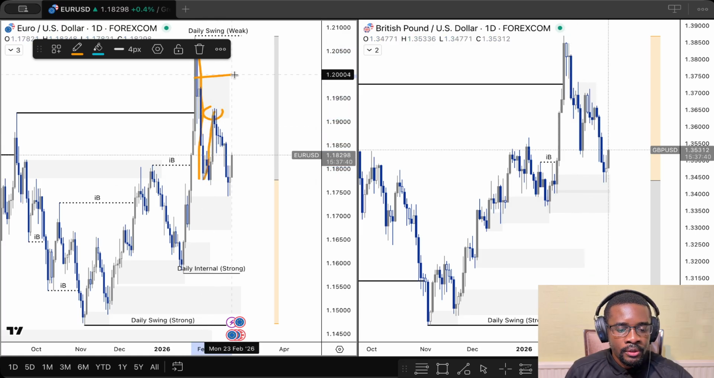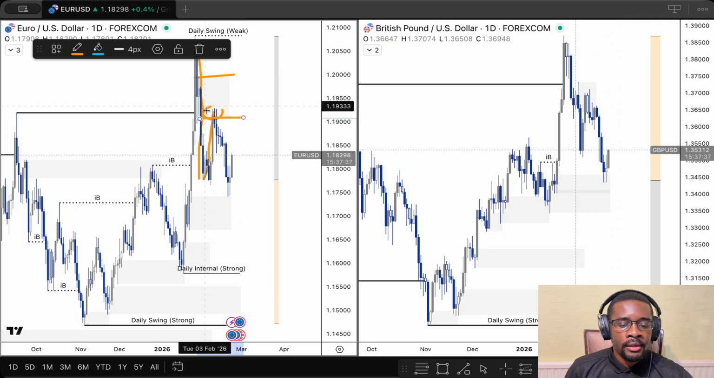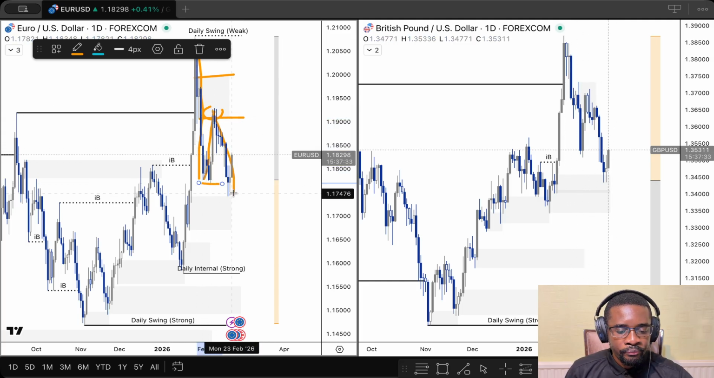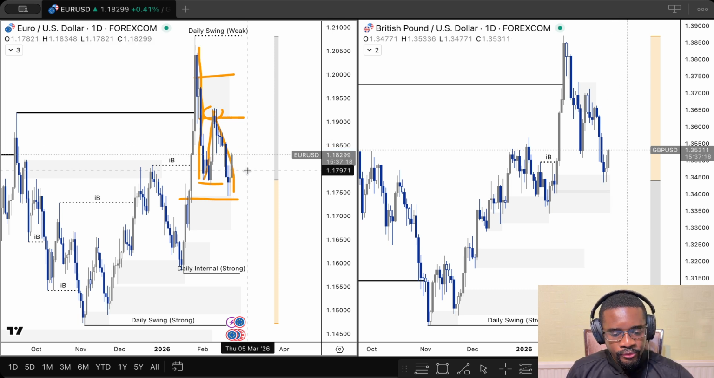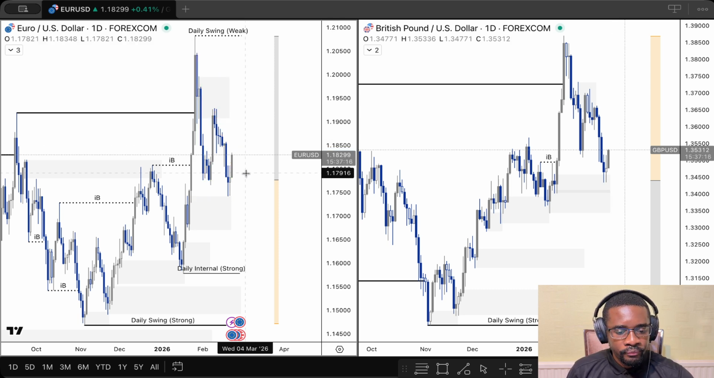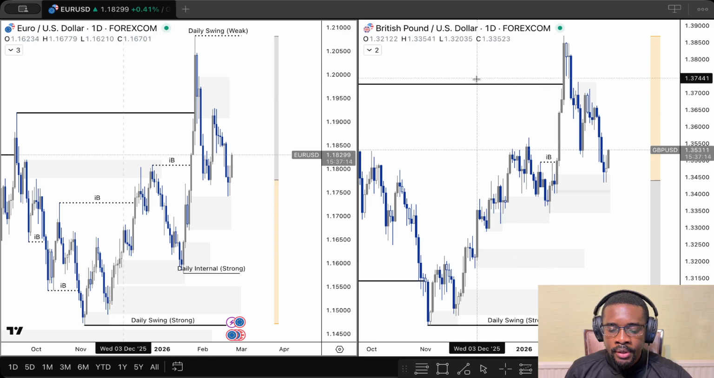Into this supply, which held and then went on to make a lower low. Now we've mitigated this demand, this pivot demand in the discount, and we are starting to see a reaction from there. Same thing on the pound.